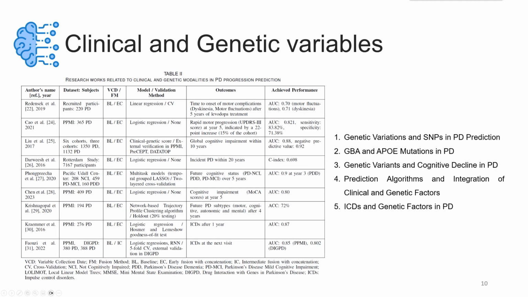The first part is clinical and genetic variables. One paper discussed the role of single nucleotide polymorphisms in influencing PD progression and treatment response.